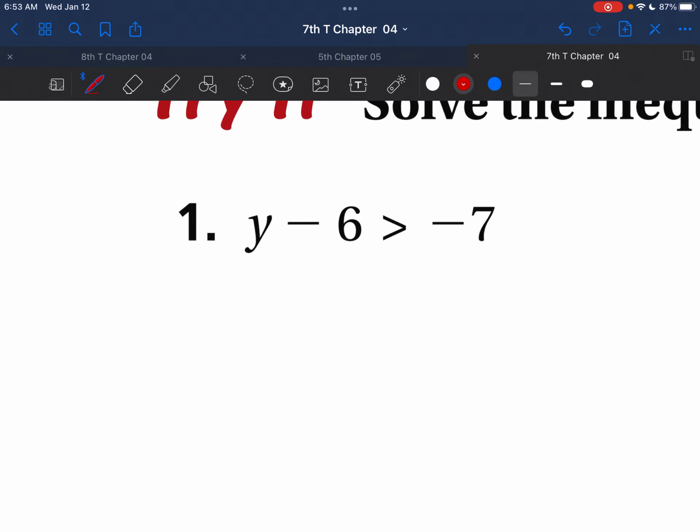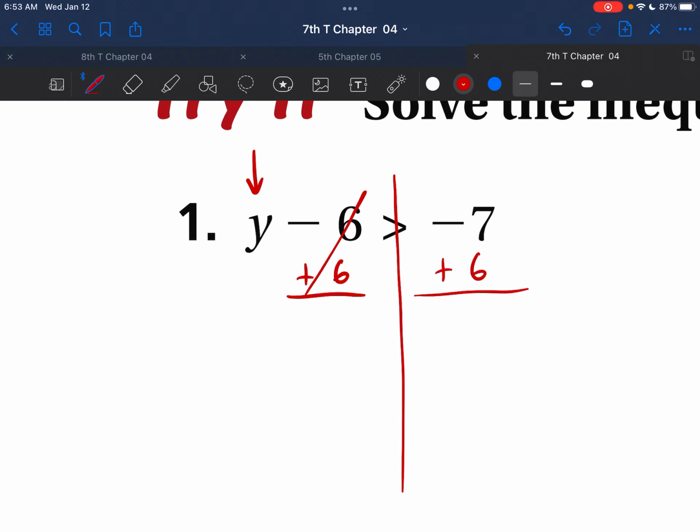Here we go. We'll break it down into two sides. We want to do our variable last. So let's do, what is the opposite of a negative 6? Well, that is a positive 6. Don't forget to cross it off, positive 6. Whatever you do on one side, make sure you do it to the other. They are different signs. You have to subtract. 7 minus 6 is 1. We have more negatives than positives. So now we know that y is greater than negative 1.